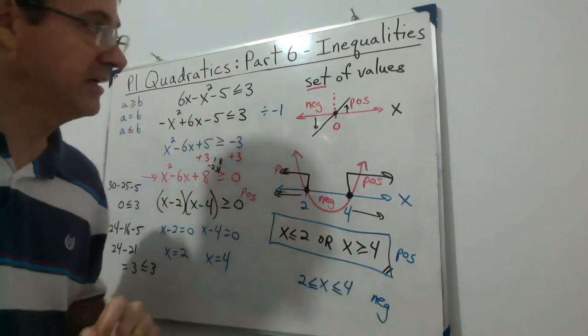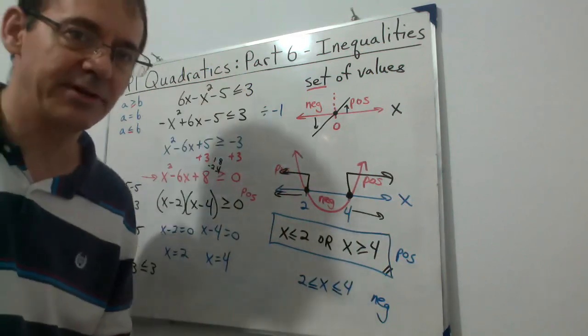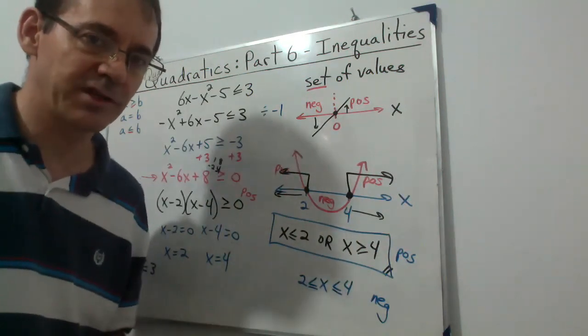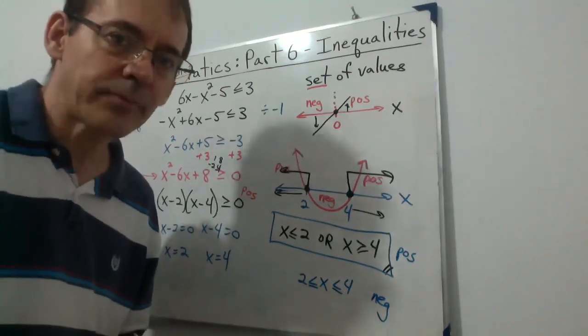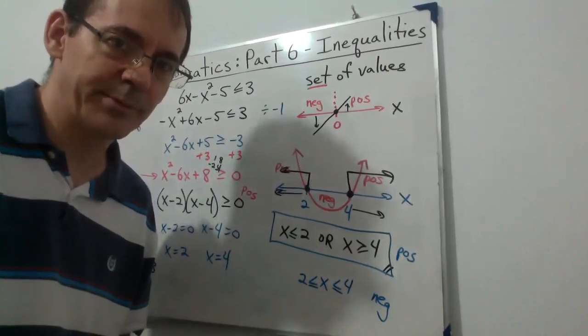And I think that we're going to see that when we get to part 7, when we have to use the discriminant or the b squared, which is also the discriminant from the quadratic formula method.